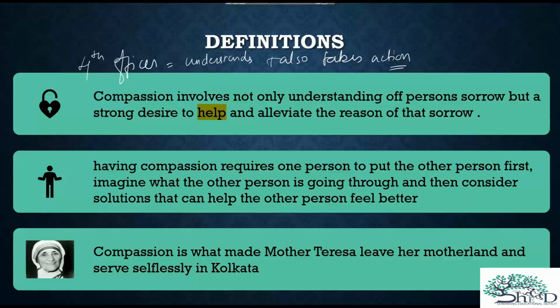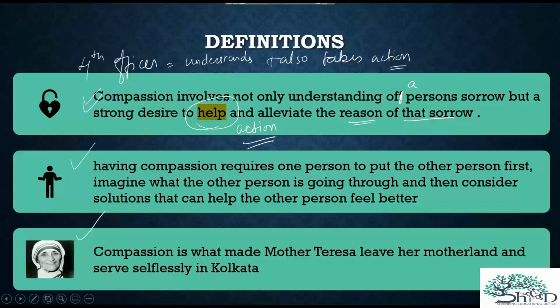All right, so doing such a thing is being compassionate. Compassion involves not only understanding, which we already saw is there in empathy, of a person's sorrow, but a strong desire to help. Please remember this, action is the keyword here, to alleviate the reason of that sorrow. In compassion you put somebody else first, you try to imagine and relate, and then you see that if this happened to me, what would I do? Then you try to help the other person. The best example is Mother Teresa. Compassion is what made Mother Teresa leave her motherland and serve selflessly in Kolkata.